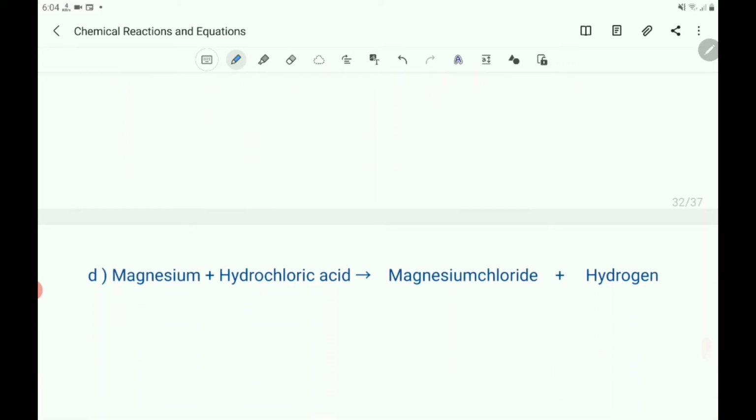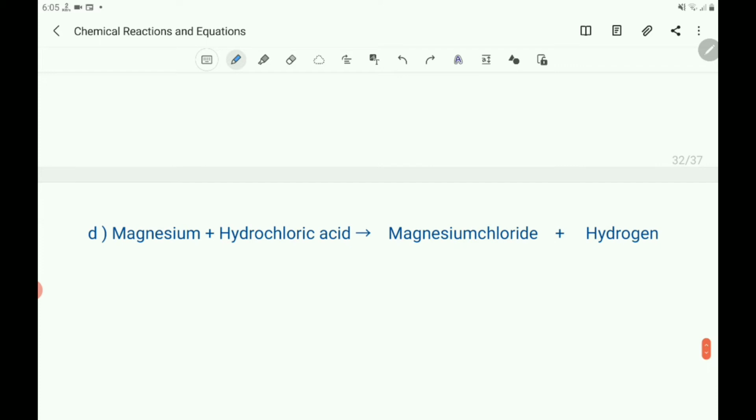Magnesium plus hydrochloric acid gives magnesium chloride plus hydrogen. Here magnesium is a metal, that is an element. Hydrochloric acid is a compound, and on the product side magnesium chloride is a product, and hydrogen is a gas. And write the chemical equation.